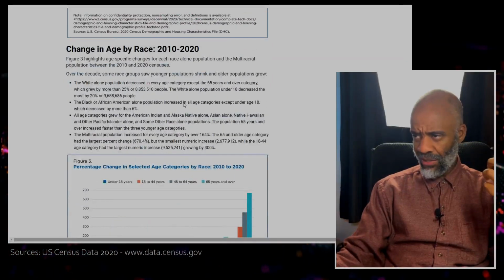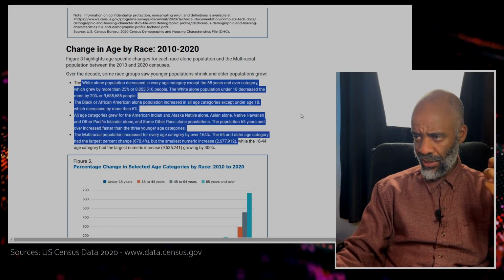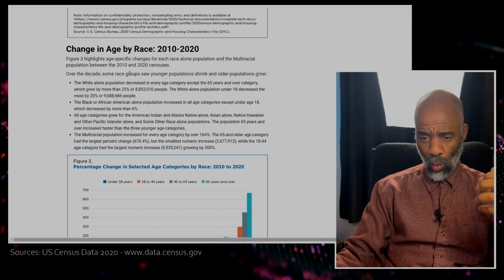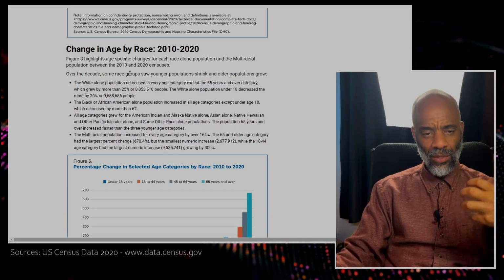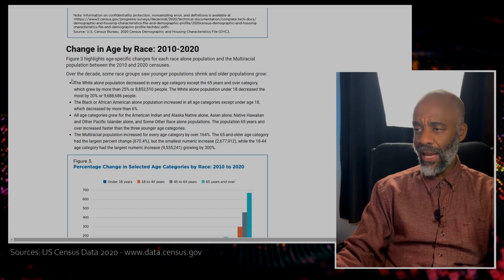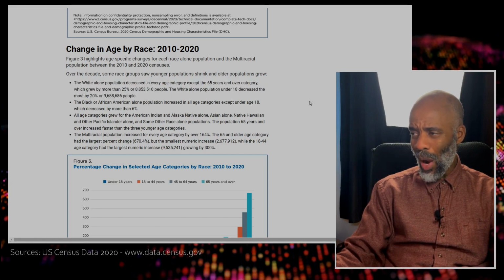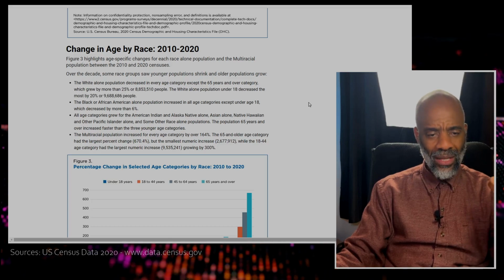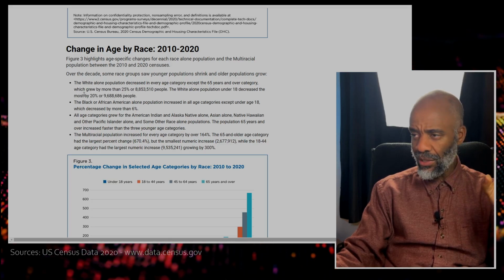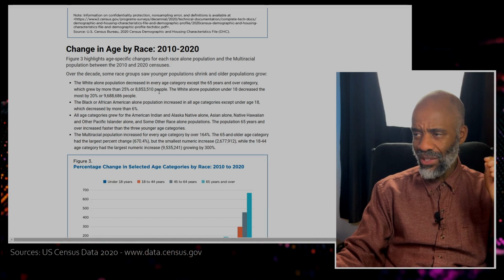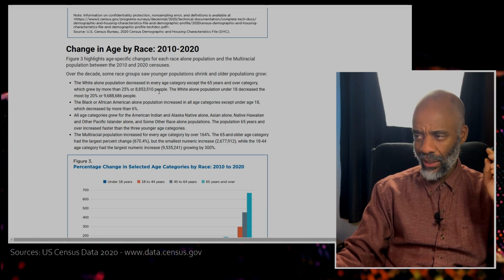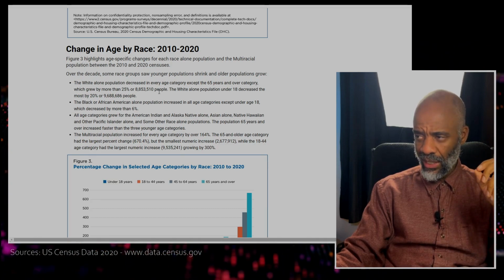If we scroll down, we can see this is really important here. This is the differences that we see between 2020 and 2010. And you can see that all except the white alone population saw an increase. As you can see, the white alone population decreased in every age category except 65 years and over.